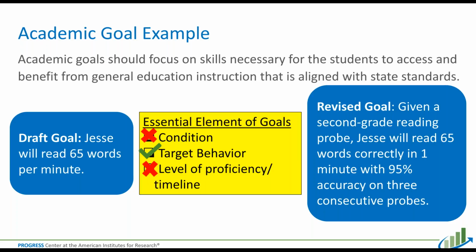Again, let's make sure that all of the elements are included in this goal. So the condition has been added, and it's given a second grade reading probe. The target behavior has been clarified. It now is, will read 65 words correctly in 1 minute. And then the level of proficiency and timeline is also included, and it is with 95% accuracy on 3 consecutive probes. Note that in this particular instance, the timeline is referenced rather than the level of proficiency, but this revised example includes all 3 elements.